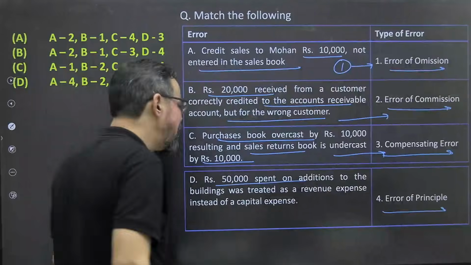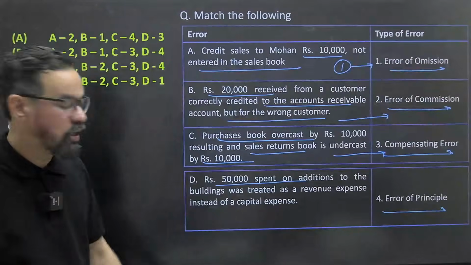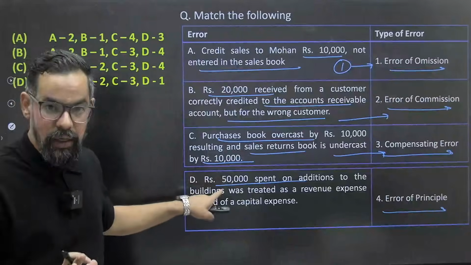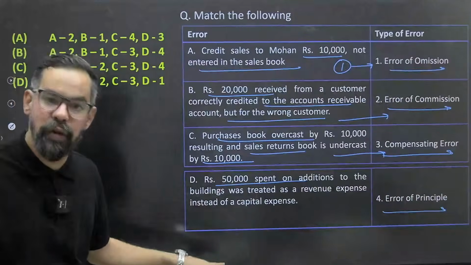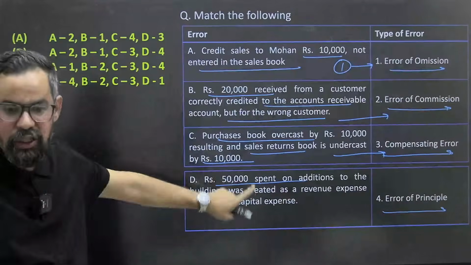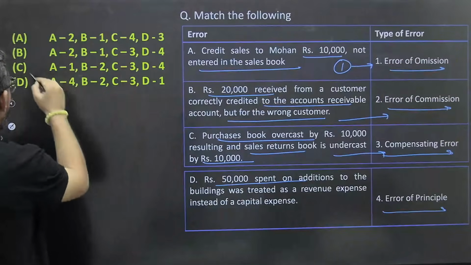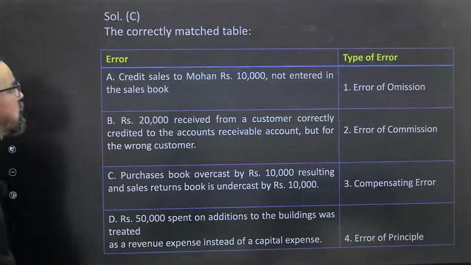50,000 spent on addition to the building was treated as revenue expenditure. It should be treated as capital expenditure. It got treated as revenue expenditure. This is an error of principle. All are correctly matched here. So that means first 1, 2, 3, 4. So option C will be right answer for this particular one. Correct? Okay, next one.